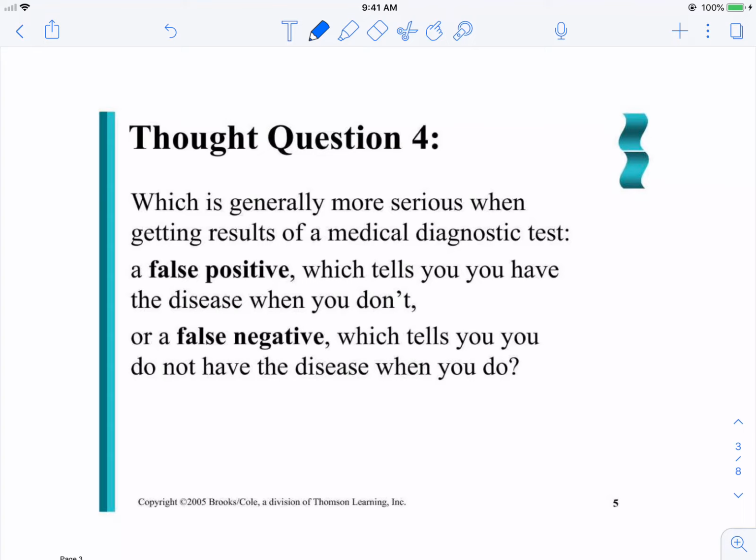So in this case, here's our thought question. It says, which is generally more serious when getting the results of a medical diagnostic test? A false positive, which tells you you have the disease when you don't, or a false negative, which tells you you do not have the disease when you do.